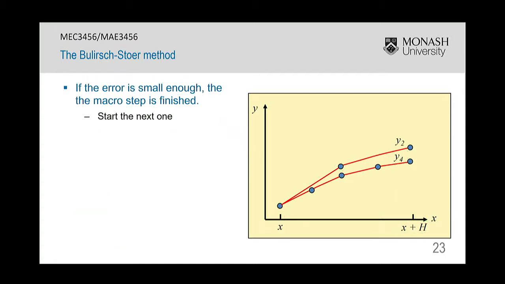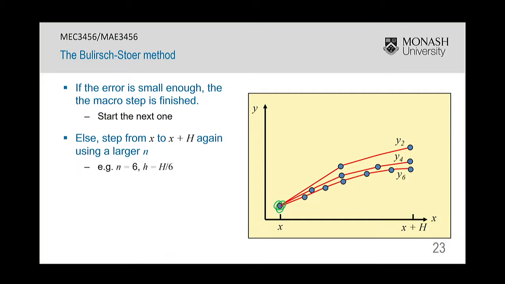If this error is small enough, our macro step is finished and we can move on to the next one, in other words, go from x plus H to x plus 2H. Else, we go back to the beginning again and use a larger n, in other words, a smaller step size. So for example, n equals 6. Our step size now is big H on 6. And we'll come up with another estimate, y6.